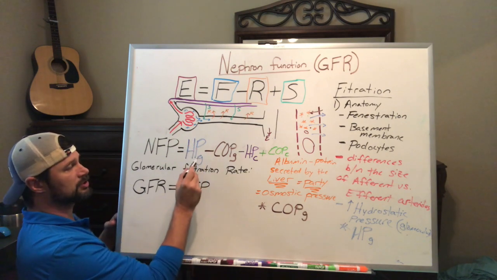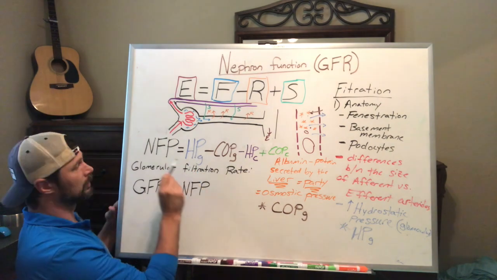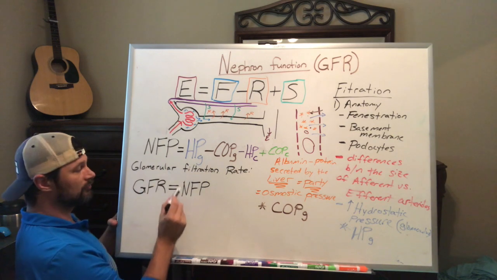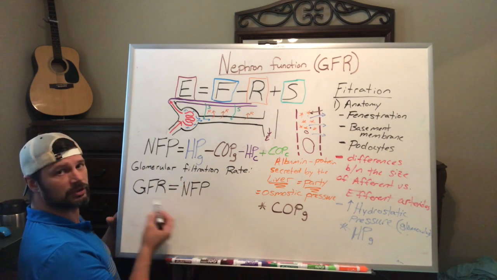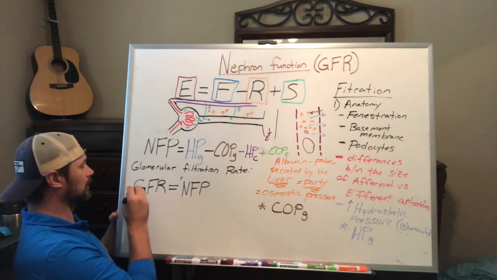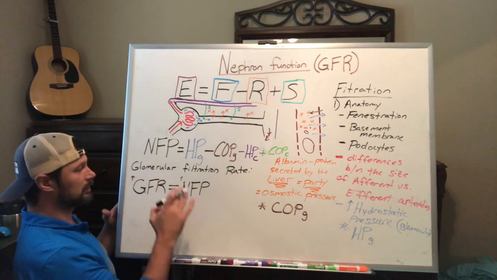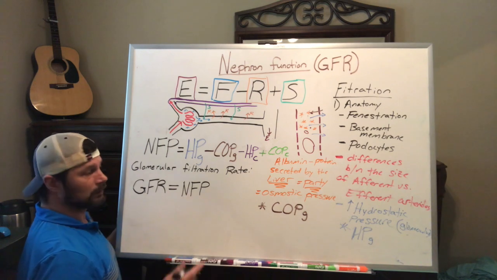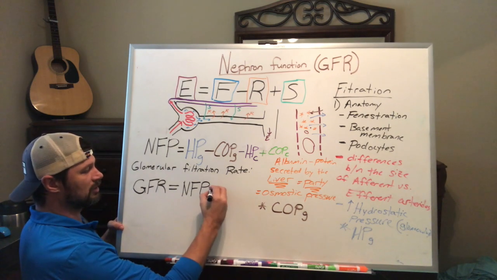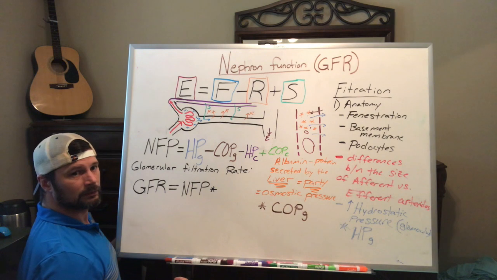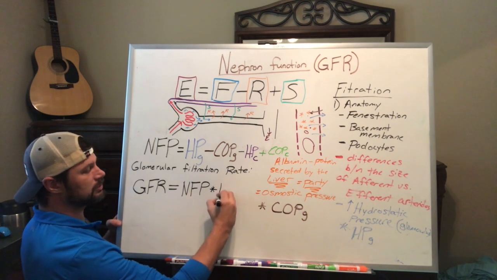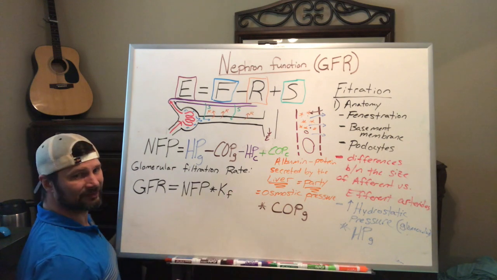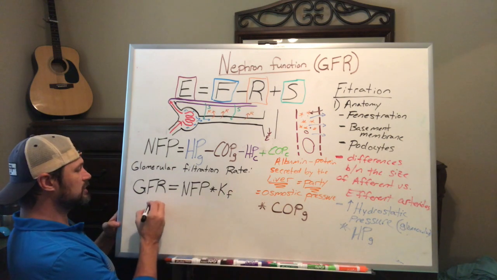Let's look at it this way. If hydrostatic pressure inside the glomerulus goes up, what happens to net filtration pressure? It goes up. So therefore, if net filtration pressure goes up, what would happen to GFR? It would also go up. So now we're going to have a patient with a higher GFR. The other variable that affects GFR is something called the filtration coefficient. Capital K, lowercase f.